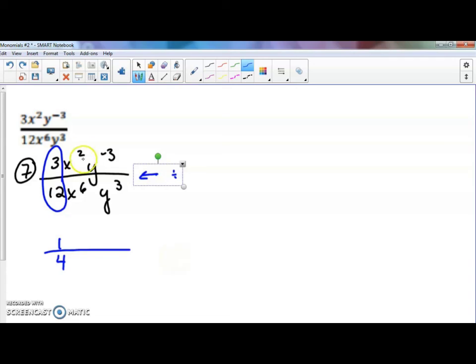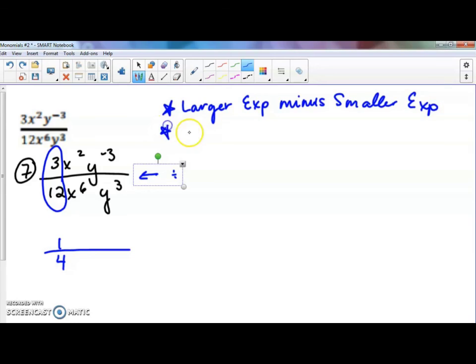And now, for this one, our exponents have higher ones on the bottom this time. So remember that rule we talked about before? That we're going to do larger exponent minus smaller exponent. And now, just because I have a little bit more space here, make a note that the variable stays where the exponent was the largest. Or larger, because there's only 2 of them.